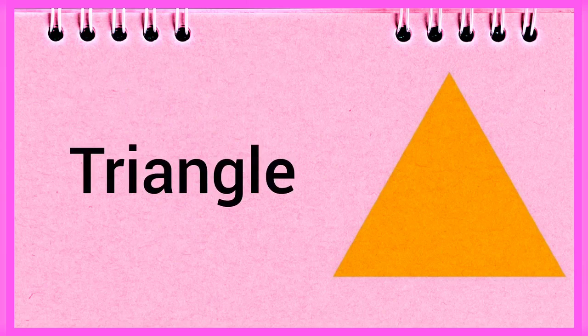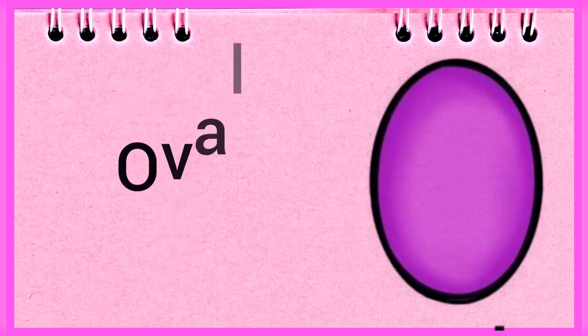و اما این شکل. What shape is it? Right. This is a triangle. Triangle. سه گوش. به این شکل خوب نگاه کن. یادته چیه؟ What shape is it? This is an oval. Very good. An oval. این بیزیه.